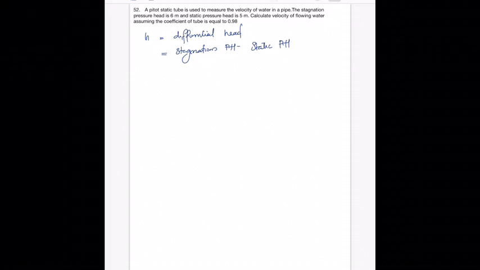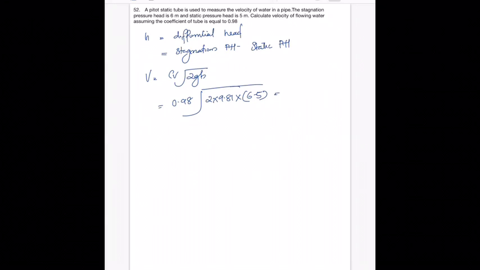This is something that is not in your syllabus, but it's better you understand these terms. If a question comes, you should be able to attempt. So let us write velocity equal to CV root 2GH. CV equal to 0.98 into under the root of 2 into 9.81 into 6 minus 5. The answer is equal to 4.34 meters per second. It's a very simple problem.